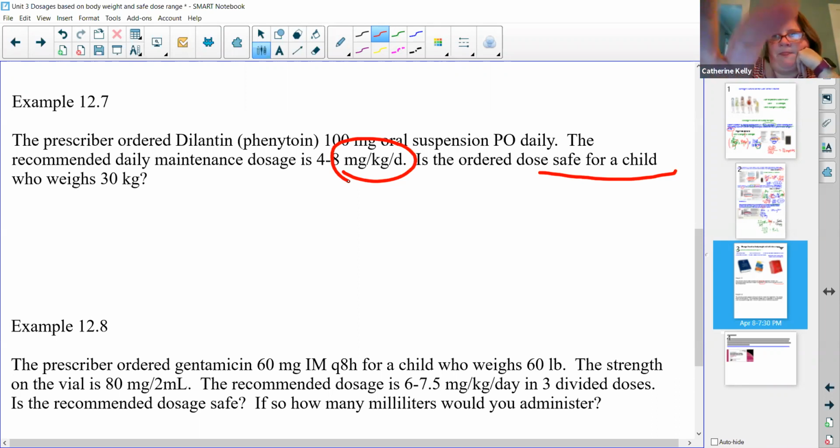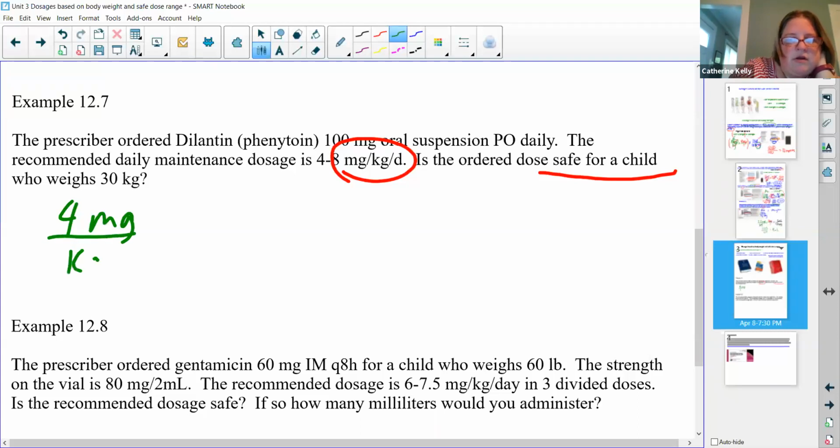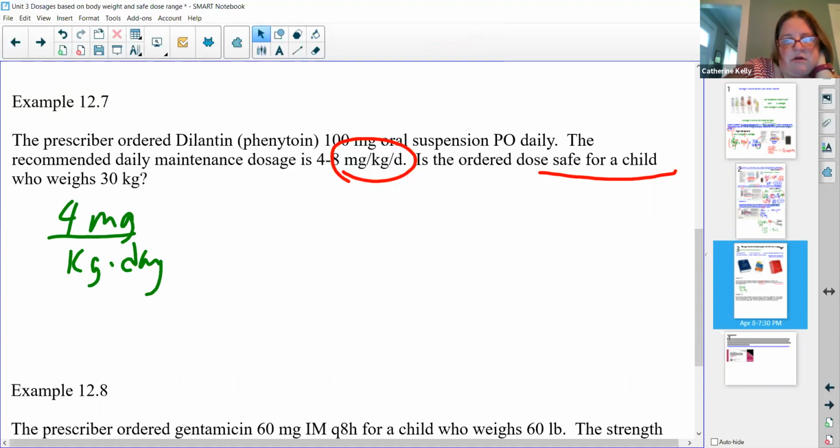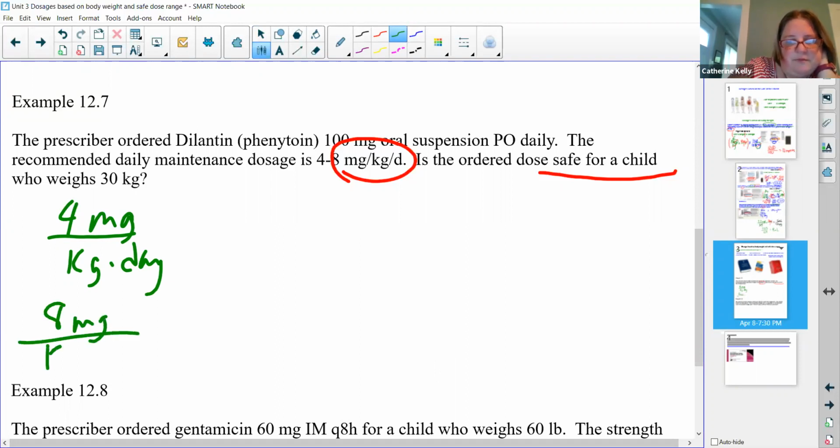So this one, we're going to put it into milligram per kilogram per day is our label. So between 4 milligram per kilogram per day and 8 milligram per kilogram per day. Your patient weighs 30 kilograms.